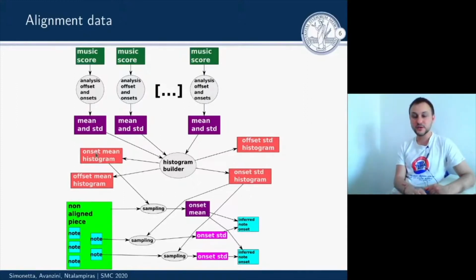And note that these onset and offset values are actually onset deviations and offset deviations from the aligned data. Then when we have a non-aligned piece, for instance a piece recorded by a Disklavier, we take an onset deviation mean from the histogram of the means for the whole piece, and an onset deviation STD for each note, and we add it to the onset time and get an inferred onset deviation. The same happens for the offset.